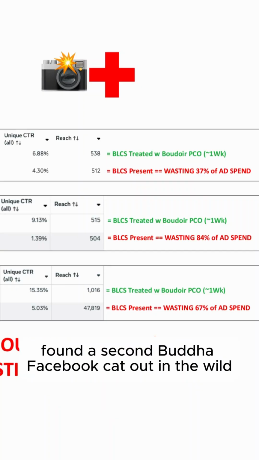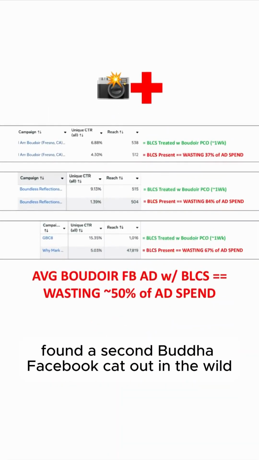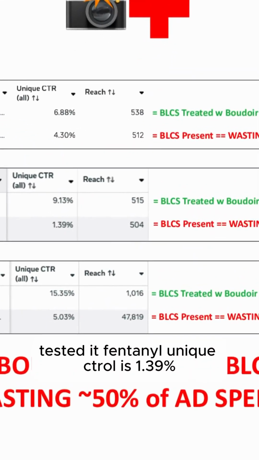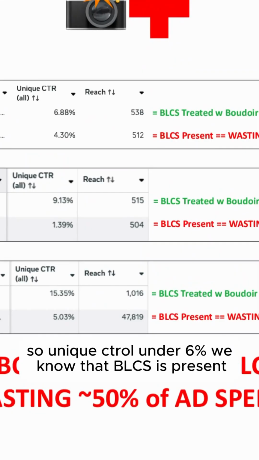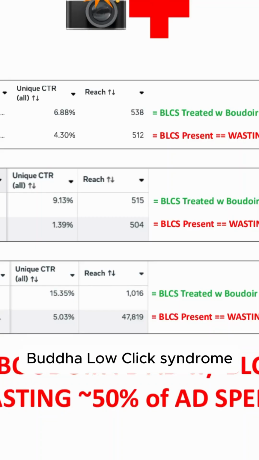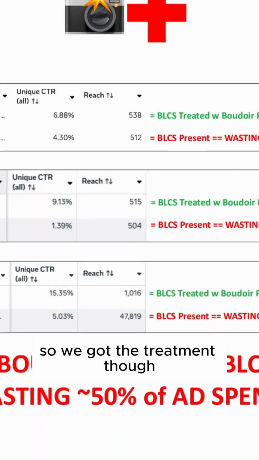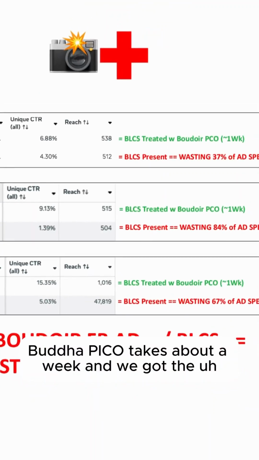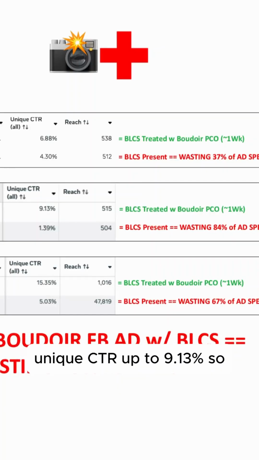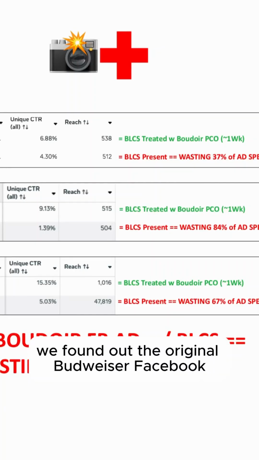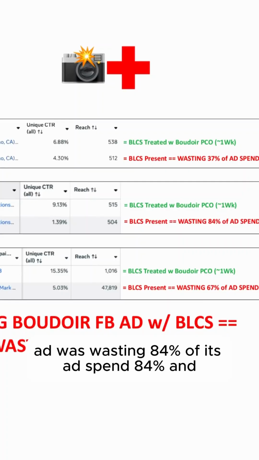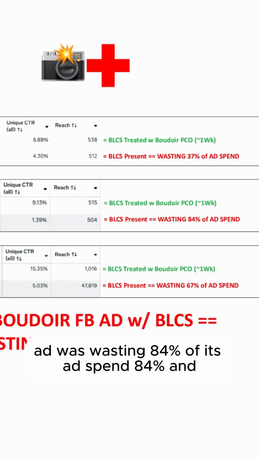Second part of my residency, found a second Boudoir Facebook ad out in the wild, brought it to the hospital, tested it, found its unique CTR is 1.39%. So unique CTR under 6%, we know that BLCS is present, Boudoir low click syndrome. So we got the treatment though. Boudoir Pico takes about a week. And we got the unique CTR up to 9.13%. So we found out the original Boudoir Facebook ad was wasting 84% of its ad spend. 84%.